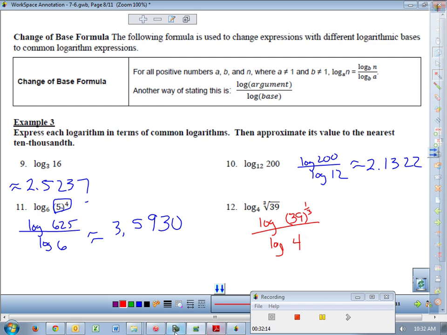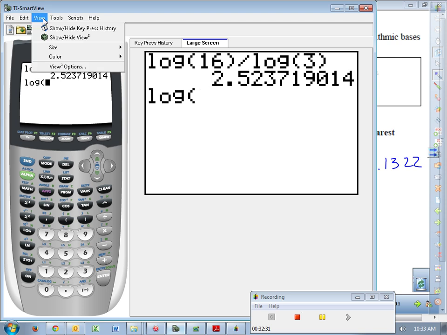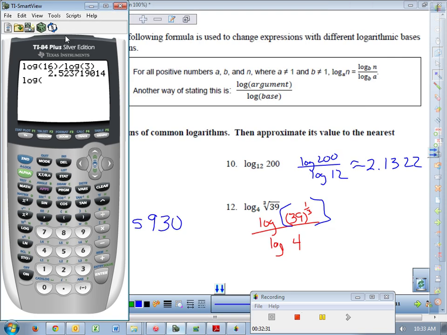But here's the problem. Isn't the entire argument this? Right? That has to go in parentheses. So punch it in and see what you get. I hope you get 0.8809. 0.8809. Let's see. Log of, what is it, 39? Let me get rid of this. Go away. Log of 39 to the 1 divided by 3 power divided by log of 4.